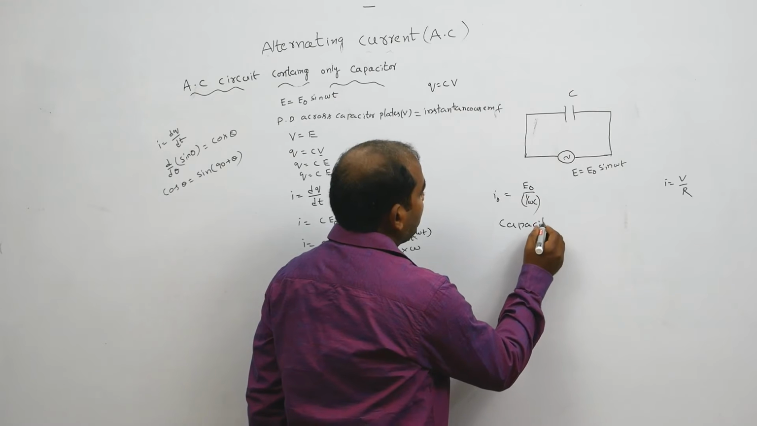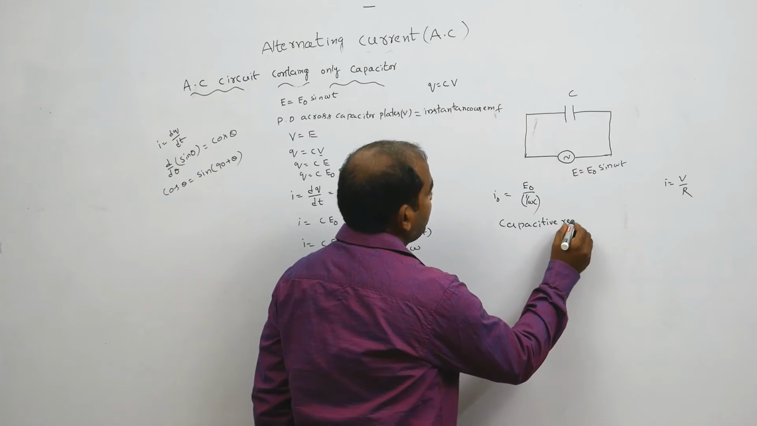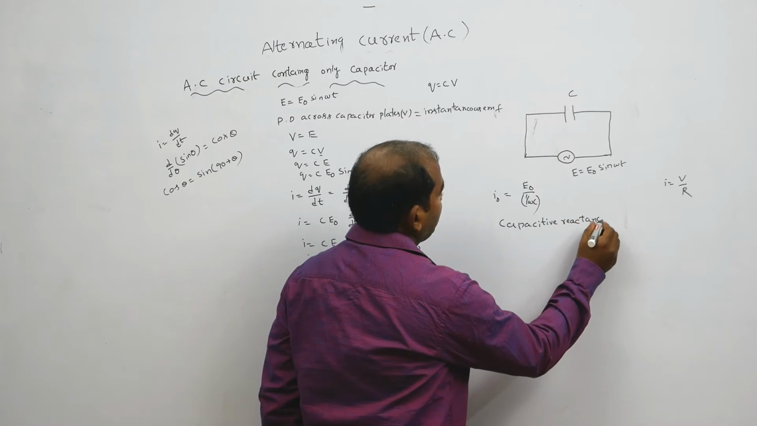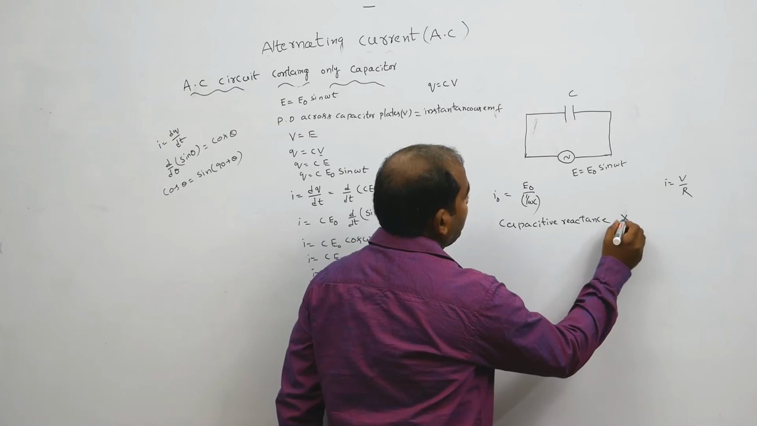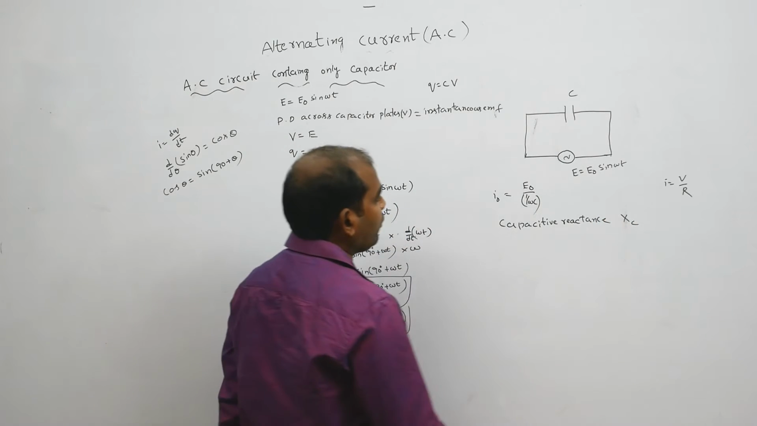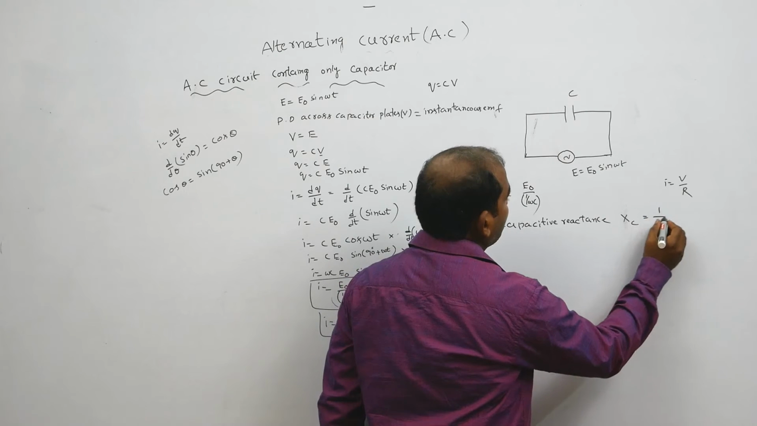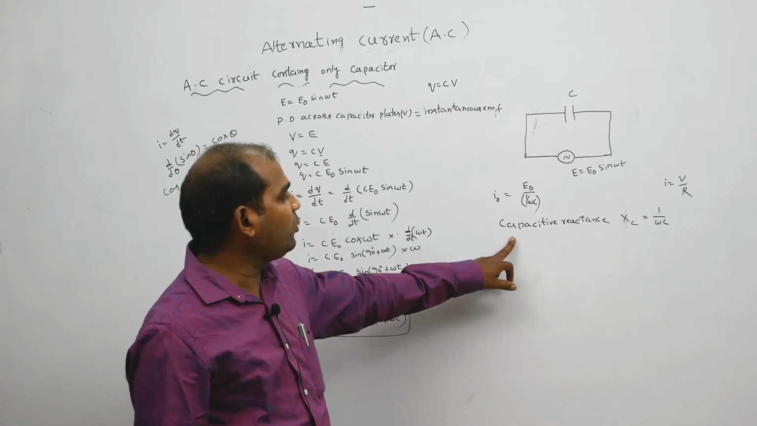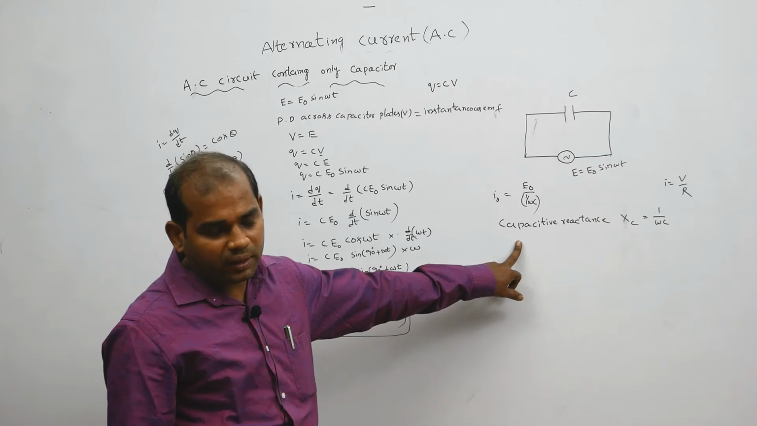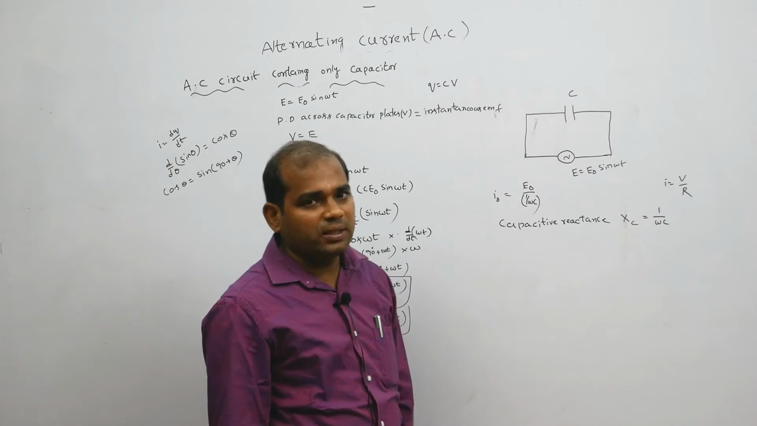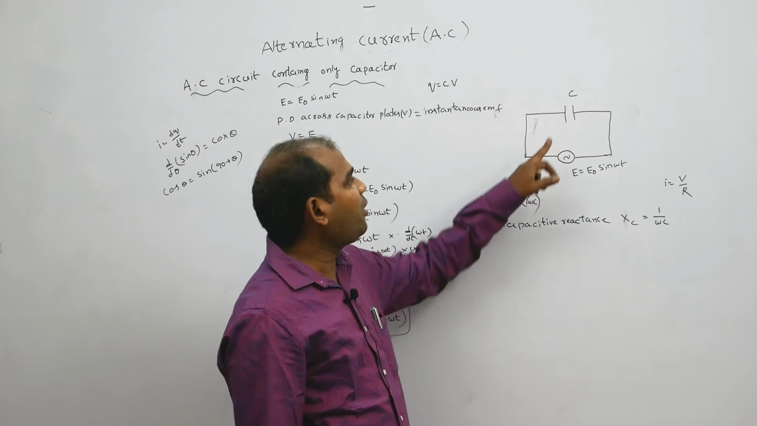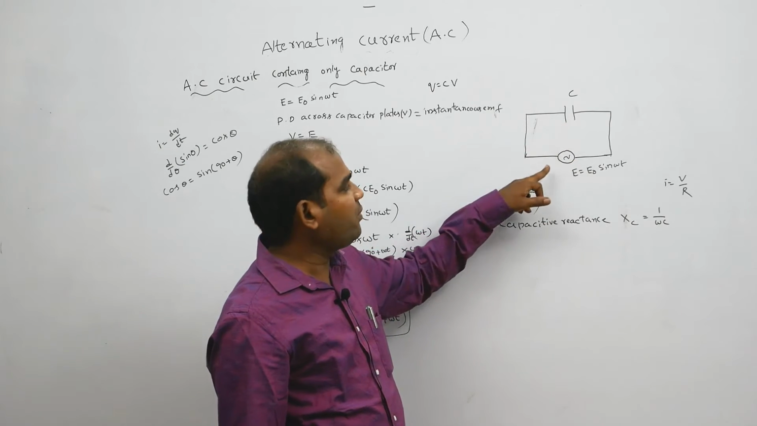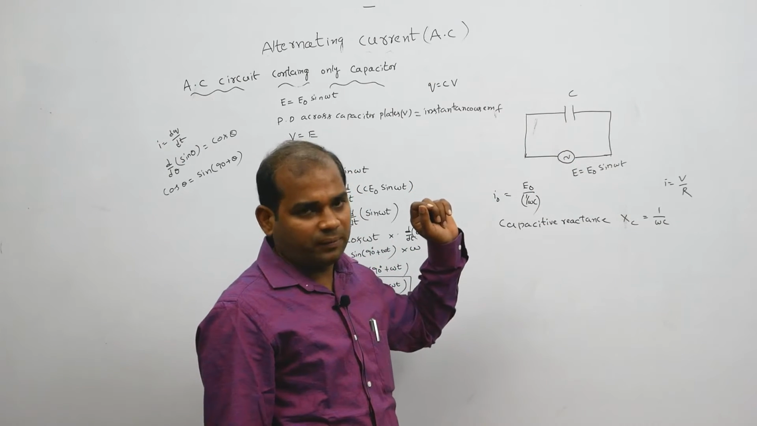It is called capacitive reactance, denoted by the letter XC. The value of XC is equal to 1 by omega C. How do we define capacitive reactance? Capacitive reactance is the resistance offered by a capacitor for alternating current.